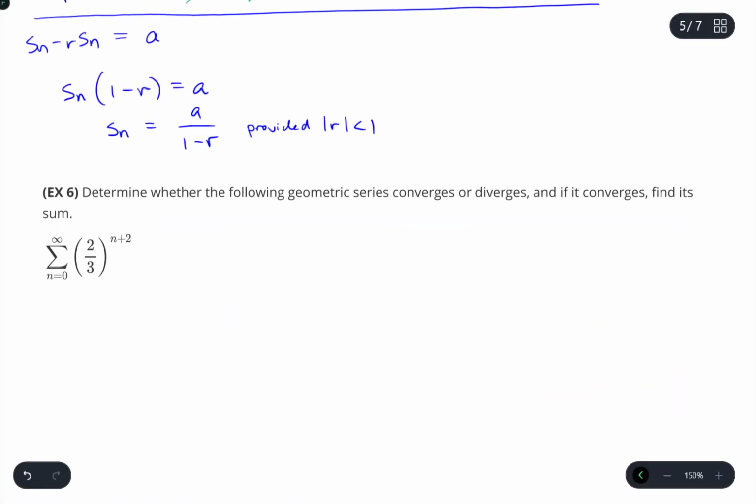So, like in an example here, determine whether the following geometric series converges or diverges, and if it converges, find its sum. All right, so notice here that this particular series begins at 0. That's okay. It can start at 0, it can start at 1. It really could have any starting point. Everything's going to work out just fine either way.